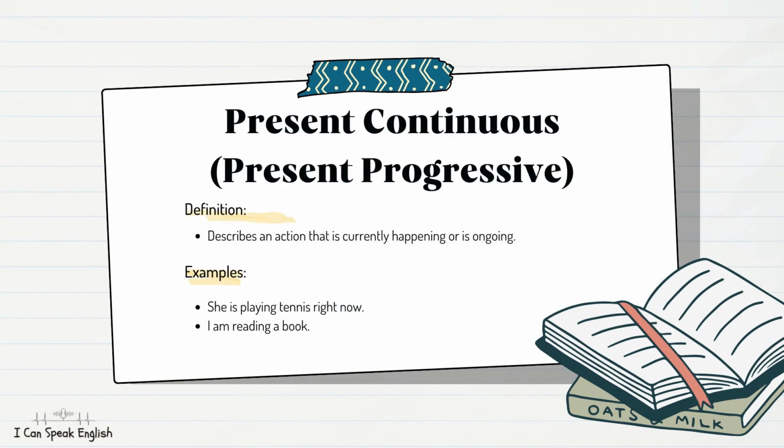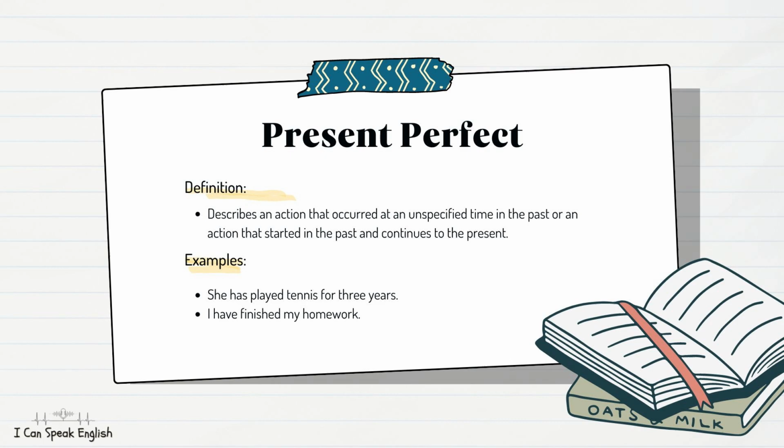Present continuous, present progressive, describes an action that is currently happening or is ongoing. Examples: she is playing tennis right now. I am reading a book. Present perfect describes an action that occurred at an unspecified time in the past or an action that started in the past and continues to the present. Examples: she has played tennis for 3 years. I have finished my homework.